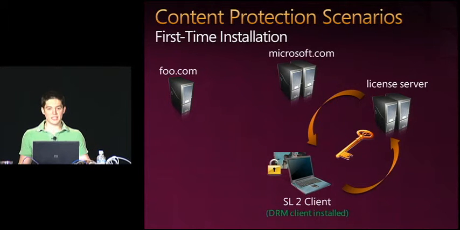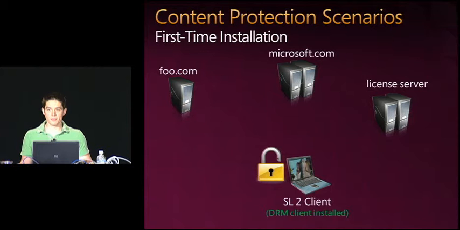At that point, the Silverlight 2 client has the DRM piece installed, so it has what it needs to play back protected content. So it's going to make a license request to the license server, and once it gets a key, plays it back without a problem.